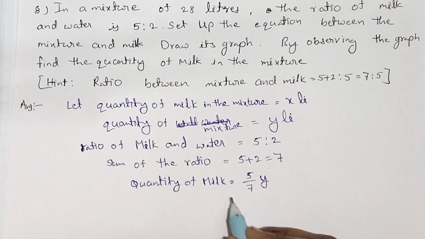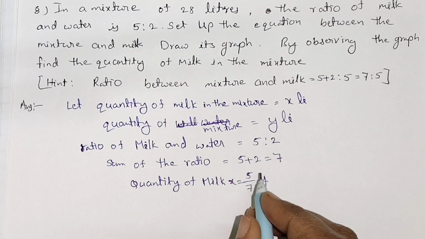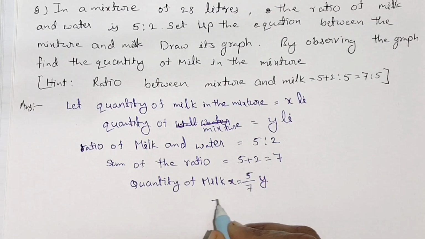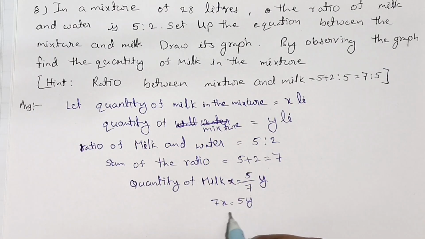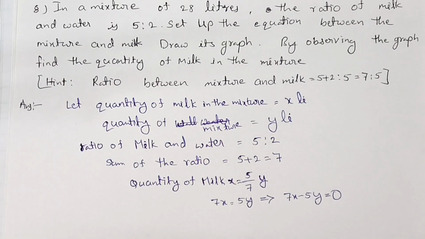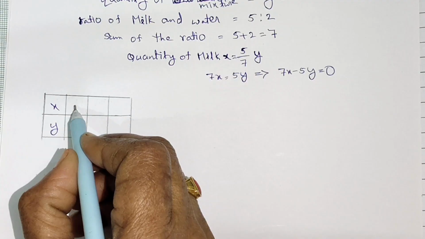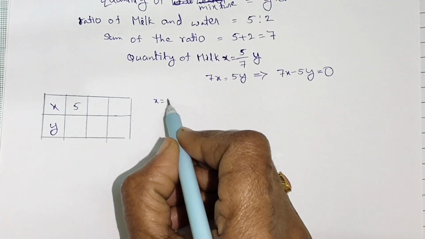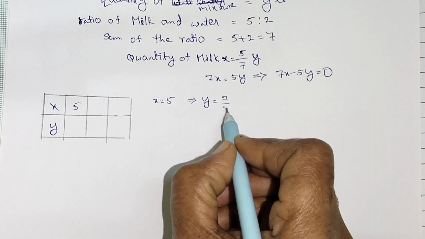So the quantity of the milk is X equal to 5Y by 7. So 7X equals 5Y. That implies we write 7X minus 5Y equal to 0. Now for X and Y values, we take X equal to 5. So the equation is Y equal to 7 by 5 x.